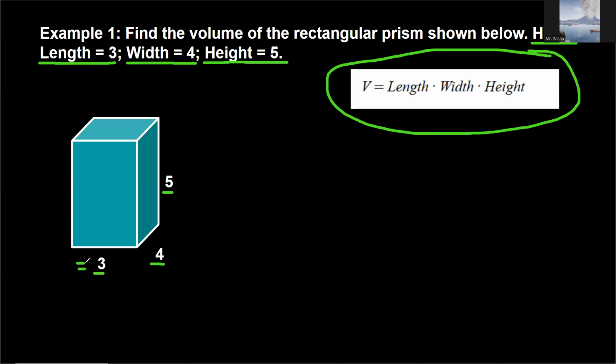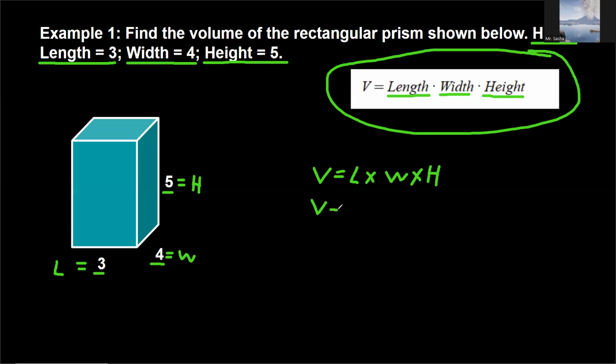And you can see we have the dimensions clearly mentioned here. So 3 is the length, 4 is the width, and 5 is the height. Okay, so volume equals length times width times height. So let's write down the formula here. Volume equals length times width times height.